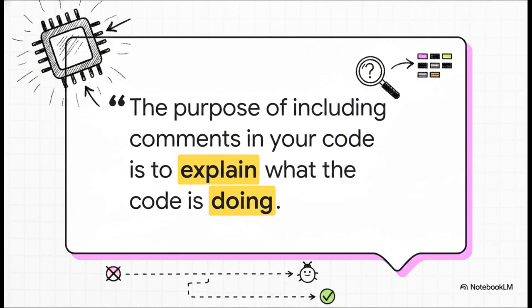That brings us to section 3, clarifying code with comments. Here's a secret. Professional programmers don't just write code for computers. They write it for other humans to read. As our source material perfectly states, the purpose of including comments in your code is to explain what the code is doing. Comments are non-executable statements. That means the Java compiler completely, 100% ignores them. They won't slow down your program, and there's no way they'll change how it runs. But they are an absolutely crucial best practice for debugging, tracking your own logic, and just providing overall clarity.